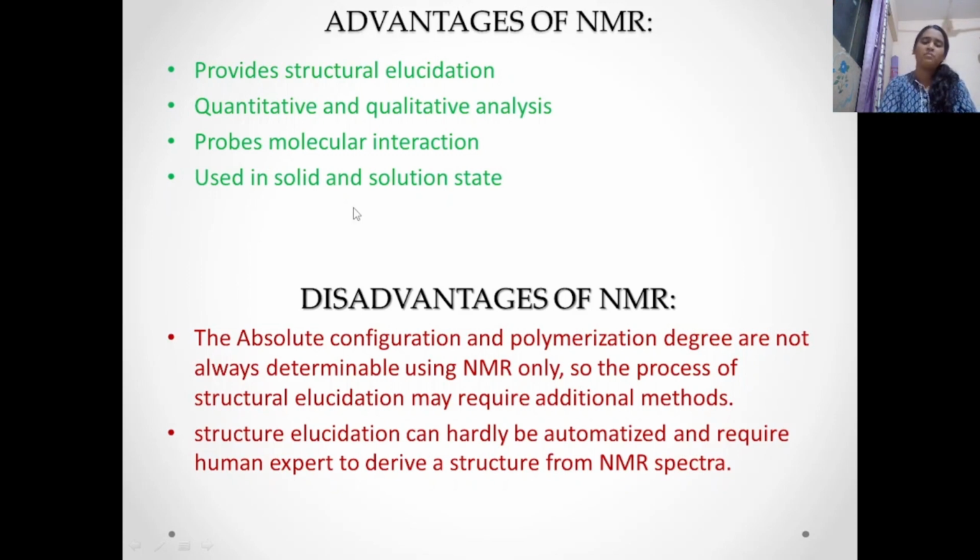There are also some limitations of NMR. The absolute configuration and polymerization cannot be determined by NMR alone, so other methods should be used. Also, this method can hardly be automated. That is, only humans can operate this method for now.